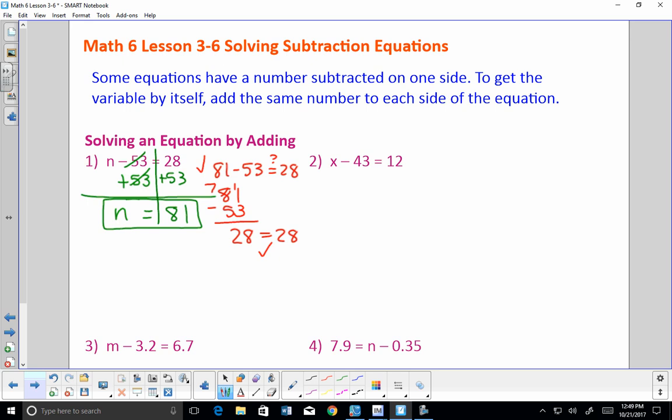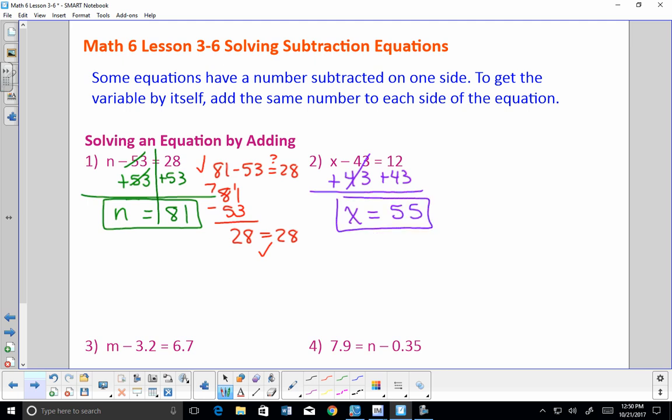Number 2, if we look at number 2, x minus 43 equals 12. 43 was subtracted from x. In order to get x completely by himself, we need to undo that subtraction by adding 43. So I will add 43 to both sides of my equation. By doing that, the 43s on the left-hand side cancel out, and on the right-hand side, I have 12 plus 43, which happens to be 55.